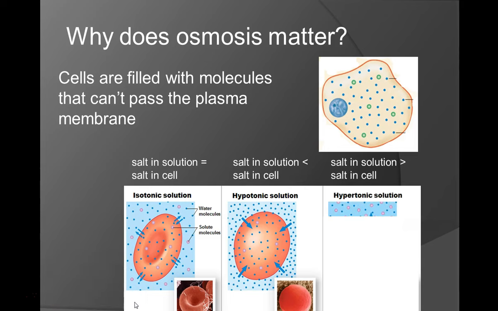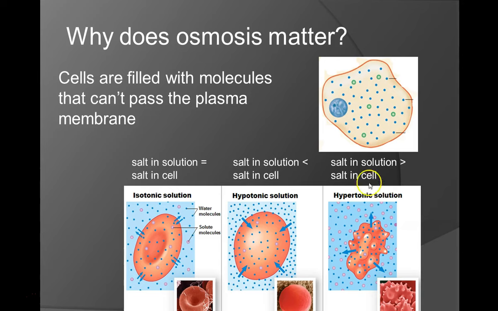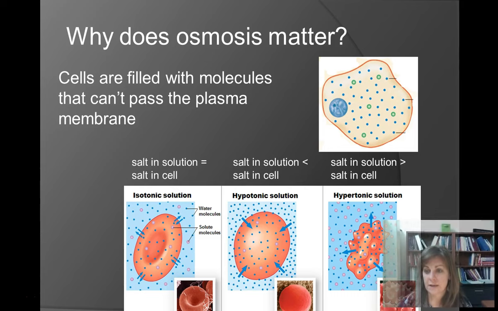Now, here's a different situation. There's more salt, there's more solutes outside the cell than inside the cell. So what that means is all the water inside the cell is going to rush out of the cell, and the cell crinkles up. And that's called crenation.